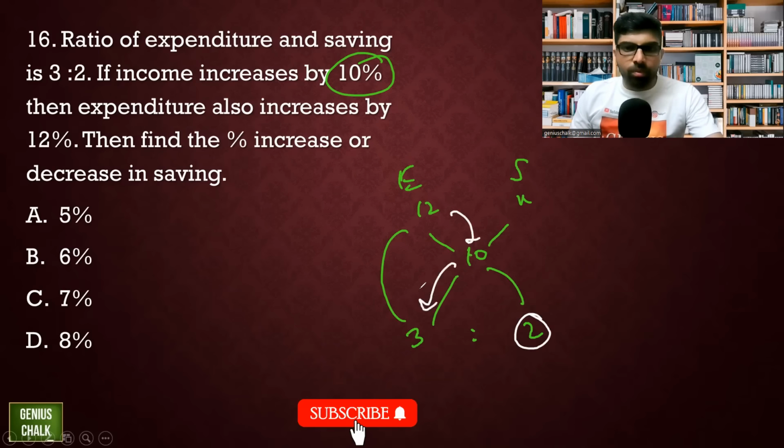So 12 is more than 10. So 10 minus 3 has to be 7. So 7% is my answer. Directly you can see that. Okay. Next one.